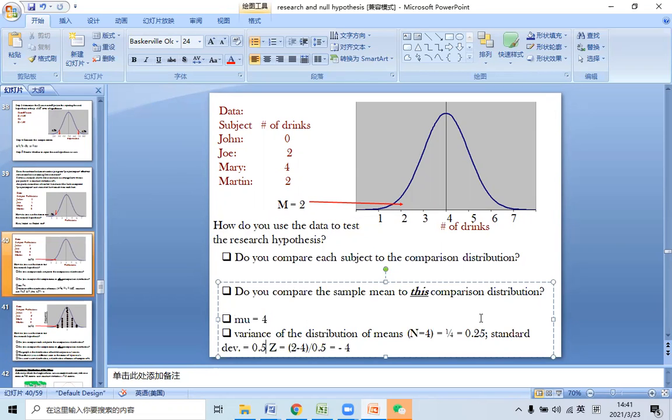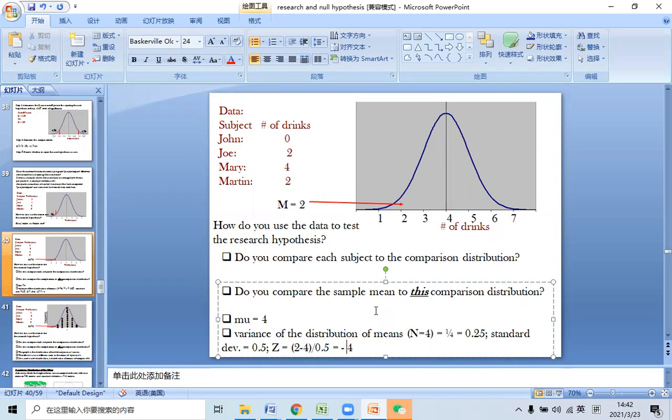And you look at the z-score. The z-score: on average, the group of 4 people you observed is drinking 2 beers. And the mean is 4. Standard deviation is 0.5, not 1. The standard deviation is smaller than the distribution of individuals. And the z-score is -4. The group average is 4 standard deviations below the mean.